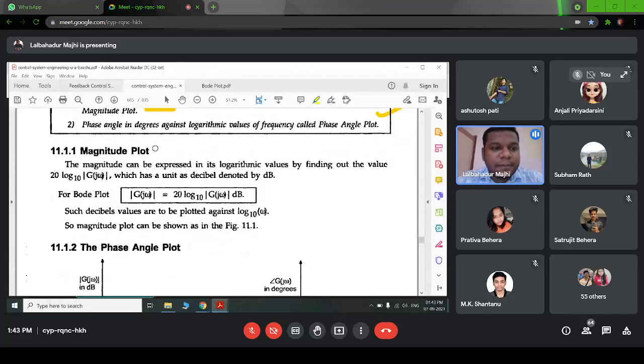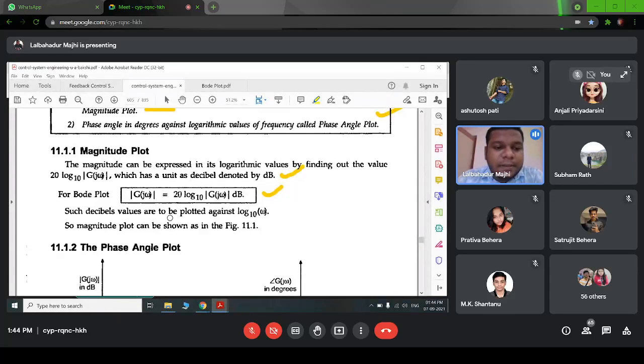Let's see what this magnitude plot is. The magnitude can be expressed in its logarithmic value by finding 20 log |G(jω)|, which is in the unit of decibel, denoted by dB. Because we have taken 20 log, we get dB.